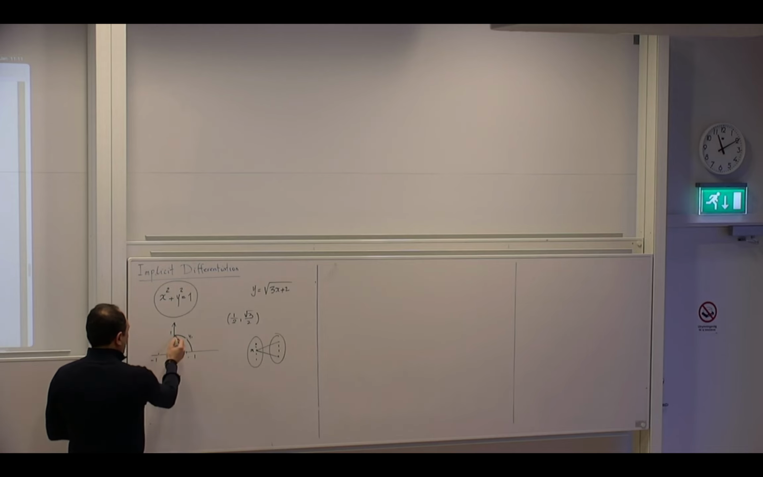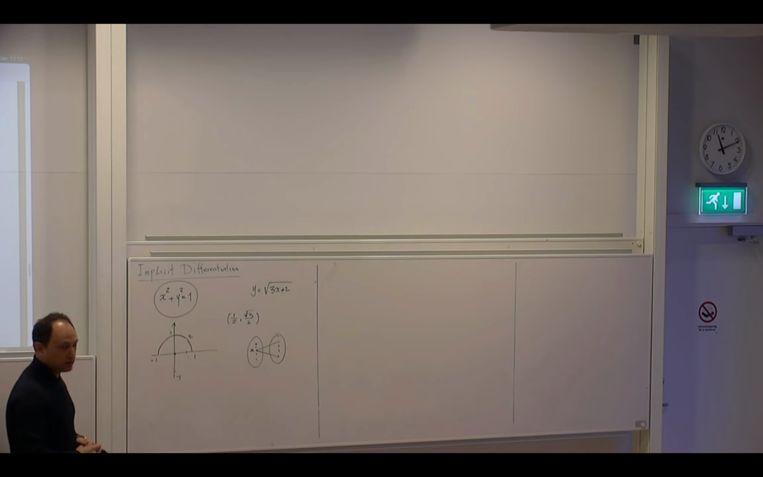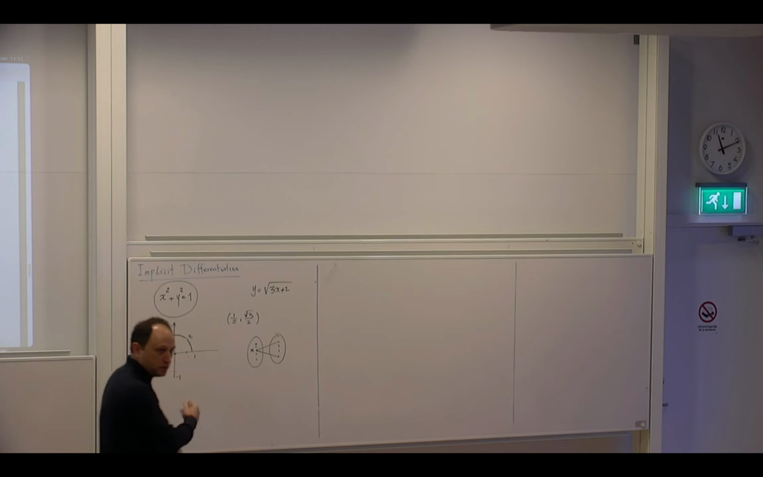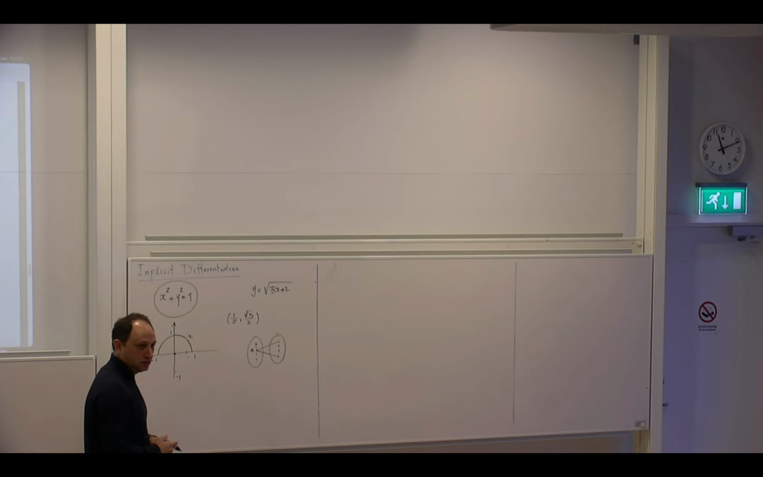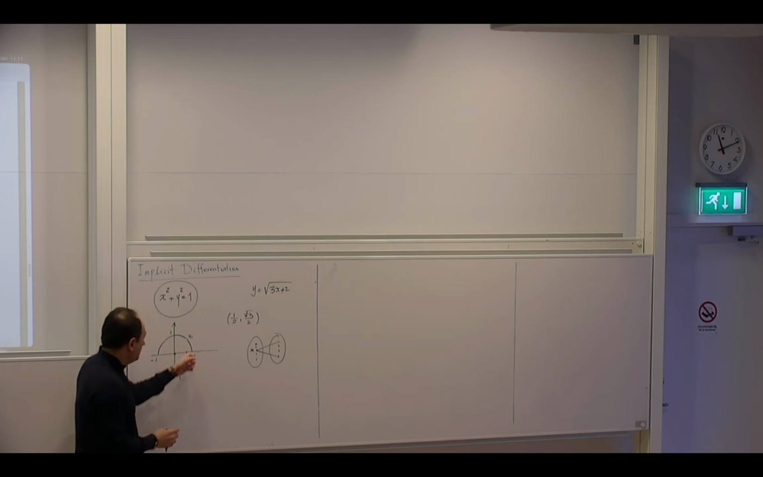Or, for example, is this a function? If I clean only this one, I am left with that one. Is that a function? Yes, that's also a function. So you can also pick up the bottom part. I am saying that the full circle is not the graph of a function. But if I take one part of it away, even though that part is left intact, then I have a function.